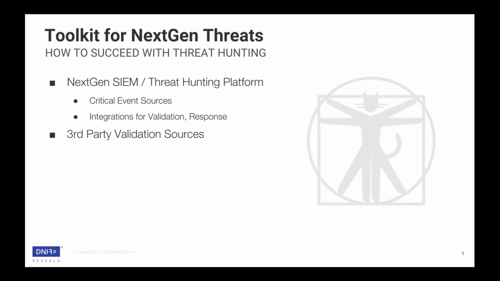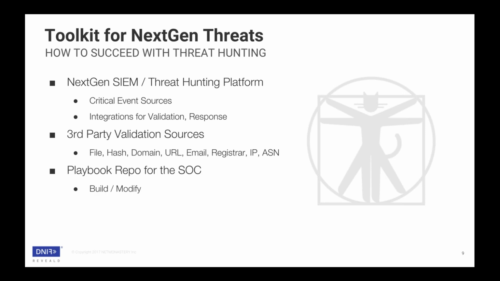We need third-party validation sources that we spoke about, right? Things like file hash, domain URLs, emails, and registrars, right? All this is available in terms of intelligence. So you need to have access to collaborative data source providers. And finally, you need your playbook repository that you can build, modify, and train your security operations center with. So this is essentially a shared playground between maybe your threat hunting team and the security operations, right? So that's the connection that we've got to make here.